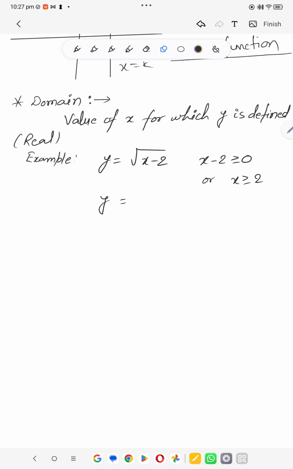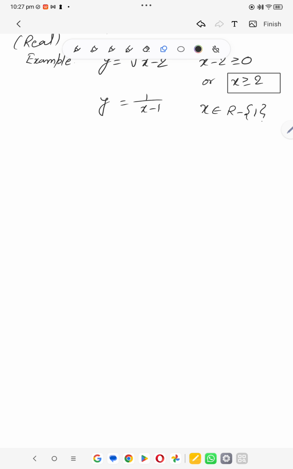Now y equals 1 by x minus 1. Here the domain will be x belongs to R minus 1. So 1 will not be included in the domain, because if we put the value of x as 1, then y will be infinite. That is why the domain will be R minus 1.